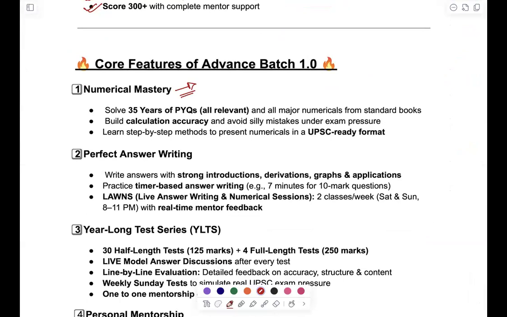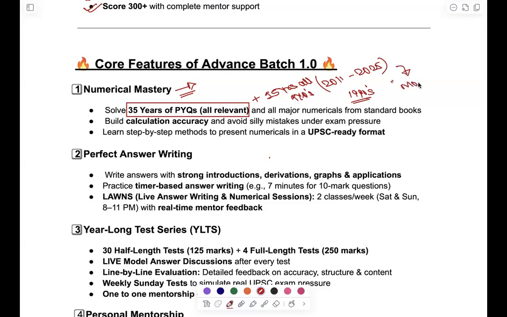So what we will be doing is solving 35 years of PYQ, all relevant ones. I think it is from the 1990s. All the relevant PYQs we will solve in class, plus 15 years of all PYQs, from 2012 to 2025, and I will make you write model answers.